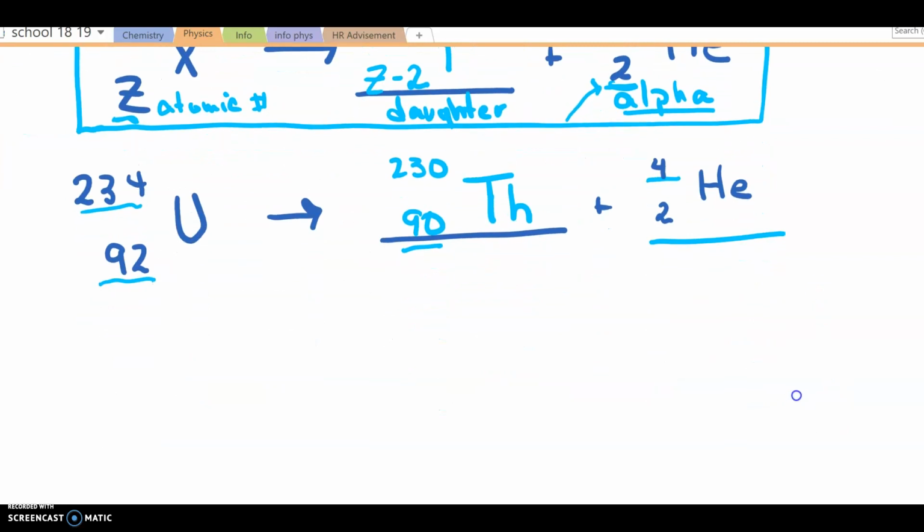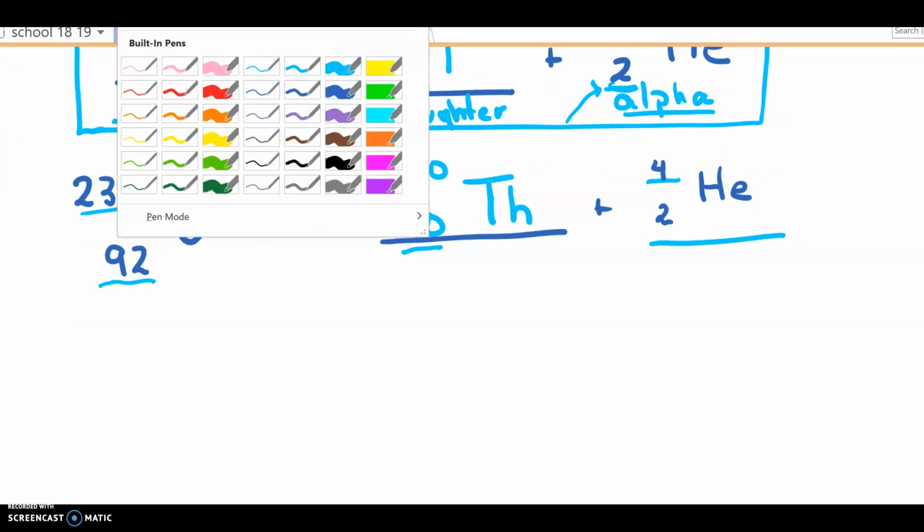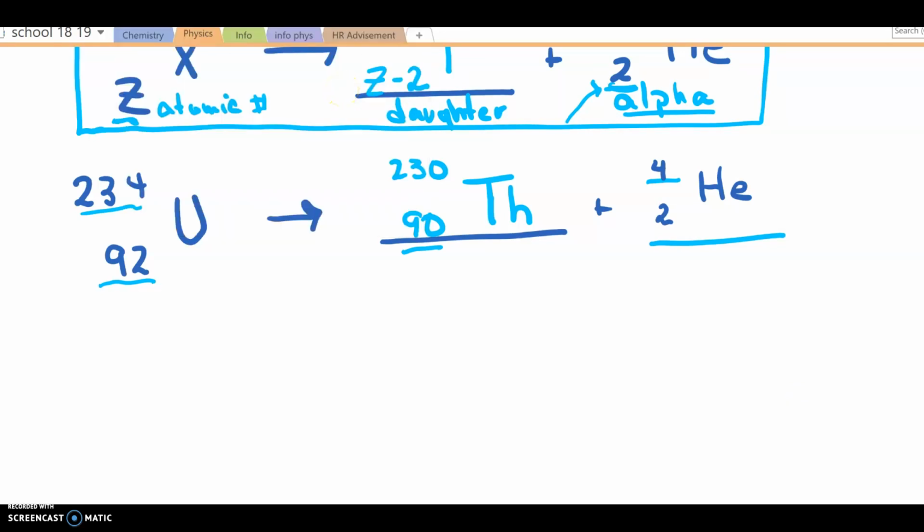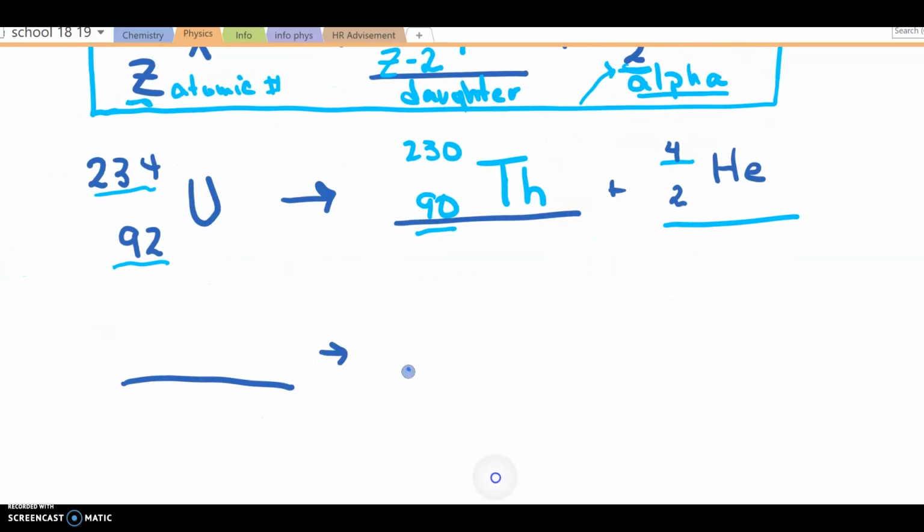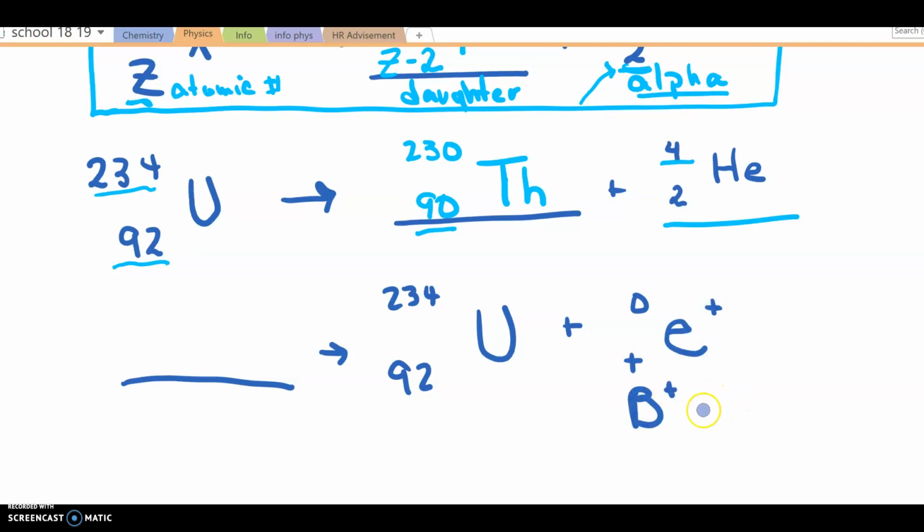You can do the exact same thing if you have, let's say, a beta plus emission. We don't know what we're starting with, but we know that we're going to form uranium-234. I'm just making this up. And a positron. Beta plus or positron is being emitted. All right, what do we see here?